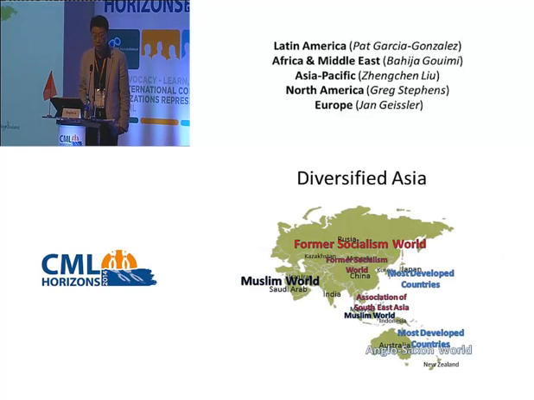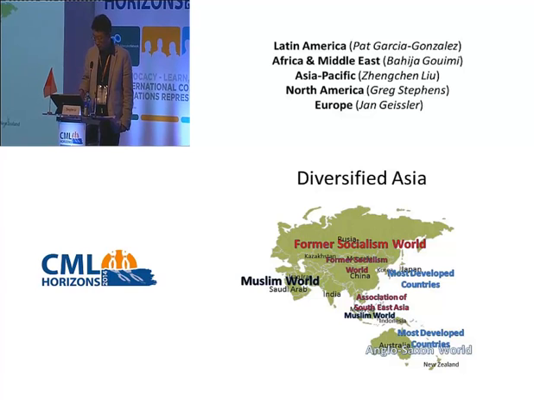And the second keyword of Asia is diversified. From this map, we can see the Muslim world, the Middle East, and some countries of Southeast Asia also belong to the Muslim world. And the Anglo-Saxon world, like Australia and New Zealand, they speak English and have very good national healthcare systems. And the former socialist world, including some Middle Asia countries, and China and Mongolia. And of course, we have the Association of Southeast Asian Nations. They have a similar culture and are very near in distance. And in Asia, we also have very developed countries like Korea, Japan, and of course, Australia and New Zealand.